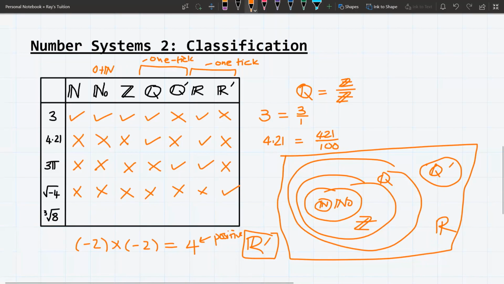The last one is the cube root of 8. I can simplify it. That is 2. And 2 is a natural number, which is a whole number, which is an integer, which is a rational number, which cannot possibly be irrational, which is real, and it's not non-real.